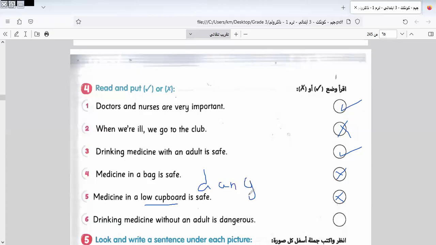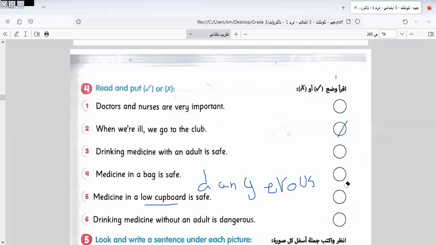I will write it for you, and it's important to know this word. As we told you, some vocab in Discover is important and some is not. But in Connect and Connect Plus, we must keep the vocab, because it's language, and we must enrich your vocab to write paragraphs and read the comprehension. So we must improve your language by keeping more and more vocab. Drinking medicine without an adult is dangerous. Yes, it's right.